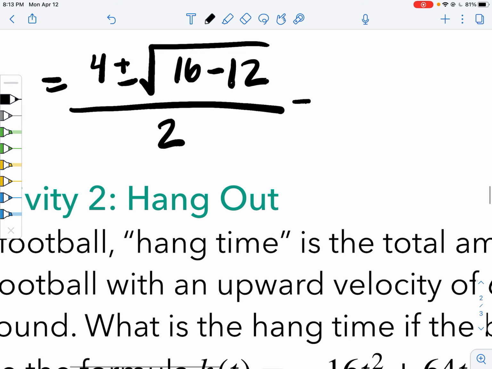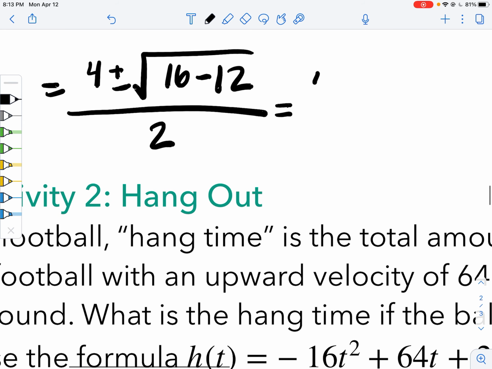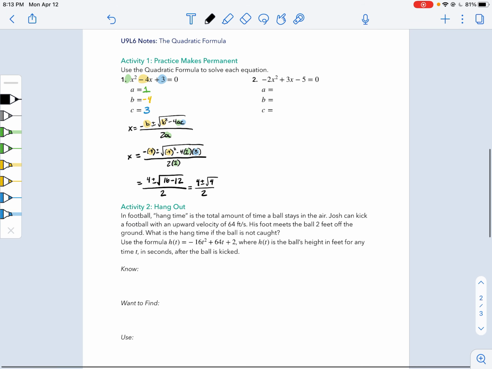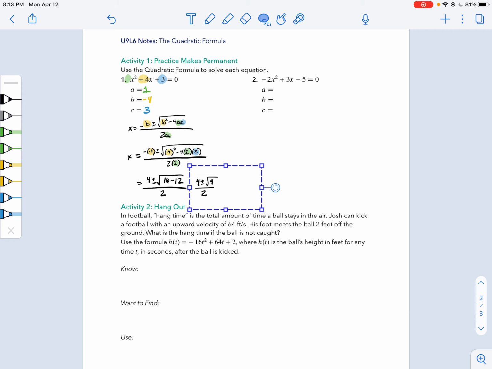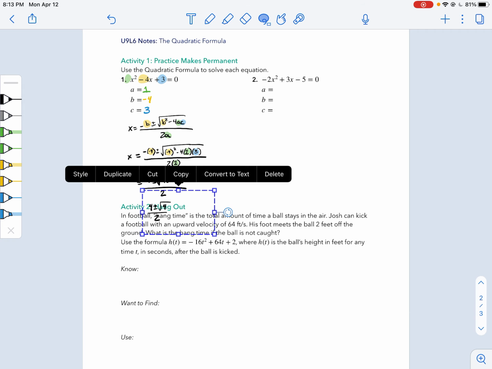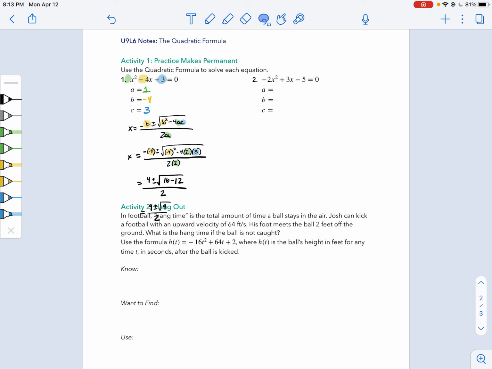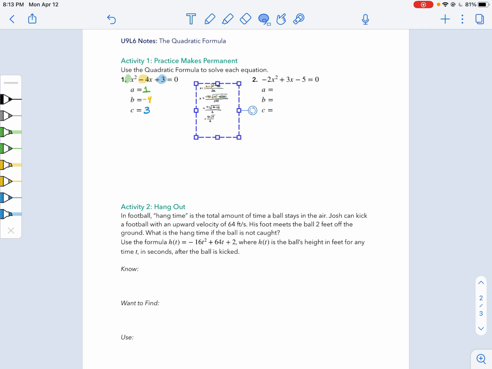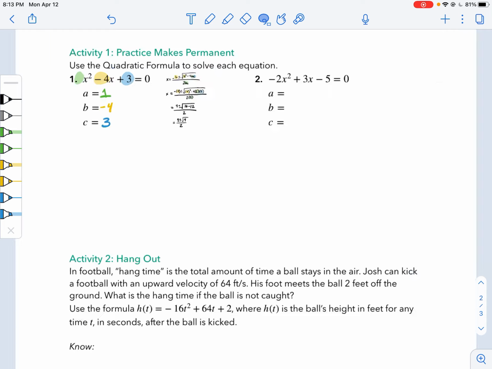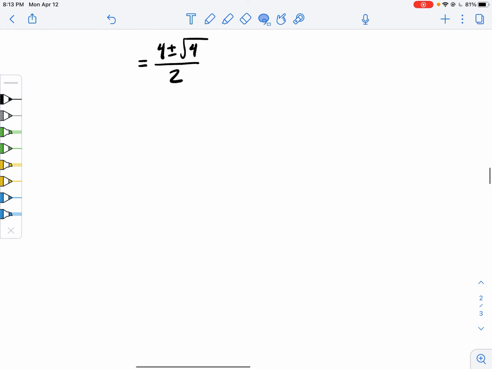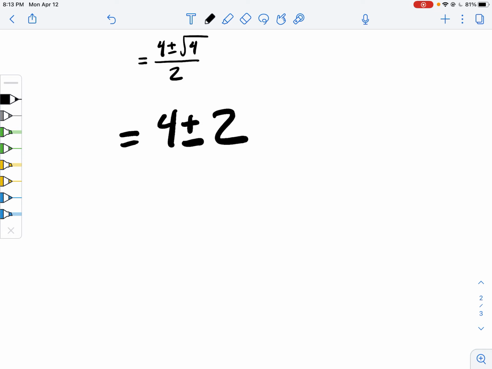Okay, cool. And then that gives us 4 plus or minus the square root of 16 minus 12, which is 4, all over 2. Now we are out of room, so I'm going to move this here and shrink it up. The square root of 4 is 2, so that's the same thing as 4 plus or minus 2 all over 2.